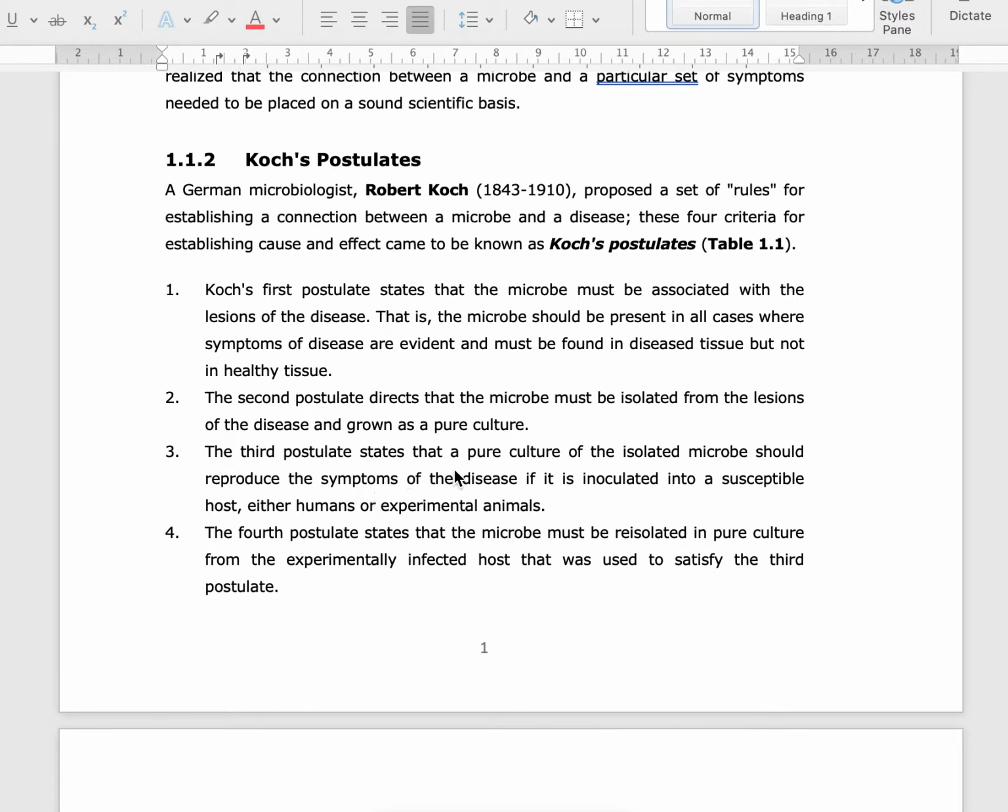The third postulate states that a pure culture of an isolated microbe should reproduce the symptoms of the disease if it is inoculated into a susceptible host, either humans or experimental animals. So what does that mean? First, we have to isolate the putative causative agent from a diseased host and pure culture it. Then we inoculate this pure culture into a susceptible host, and that host gets the disease.